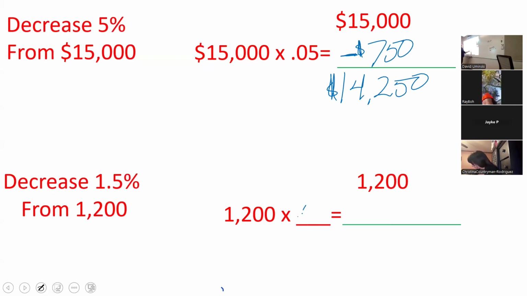Decreasing 1,200 people by 0.15. So what is the decrease of 1,200 times 0.15? 18. 18, thank you. And so we subtract those two numbers. 1,182. Okay. All right.